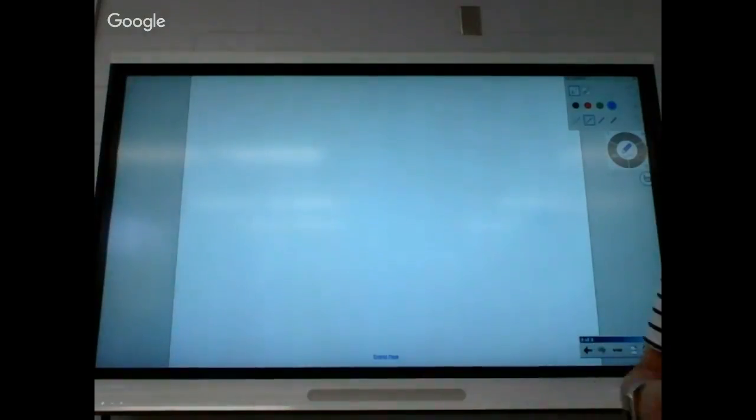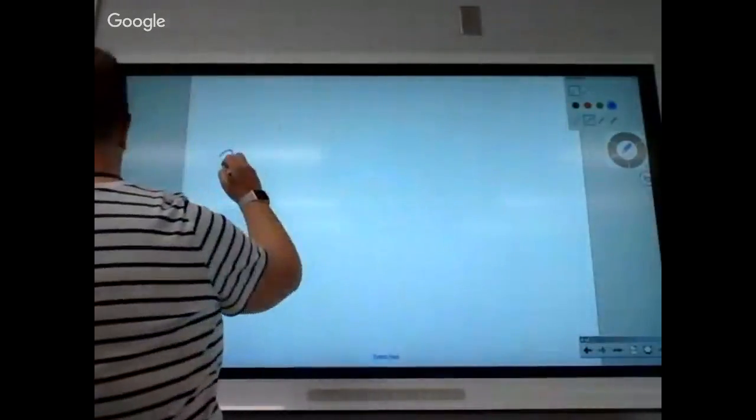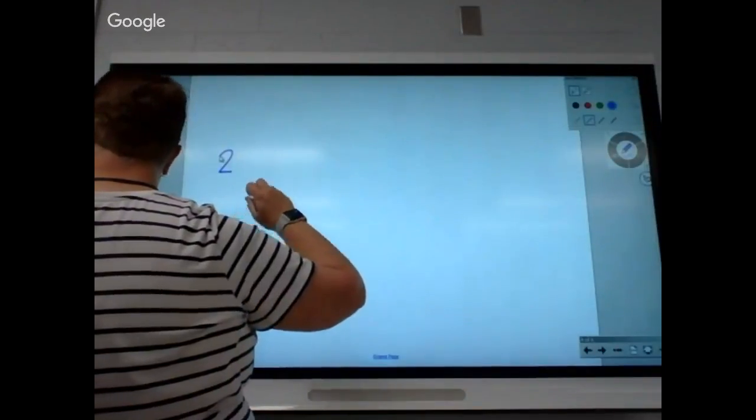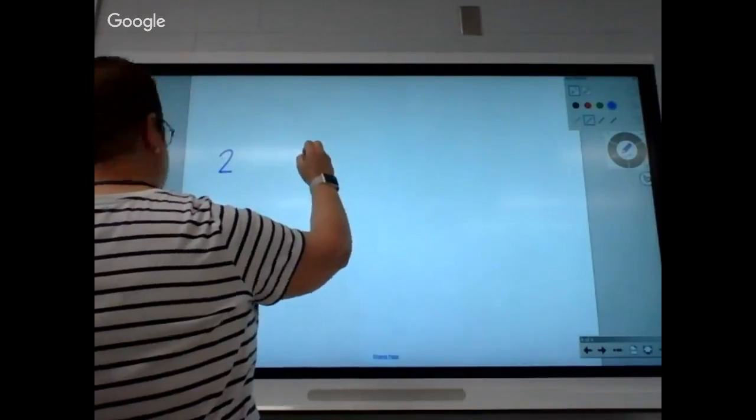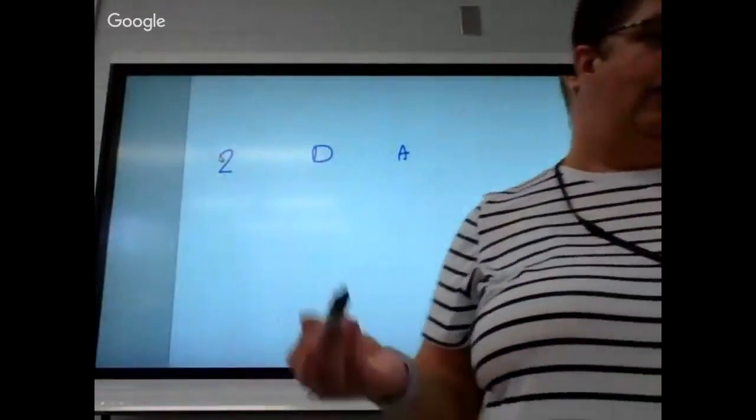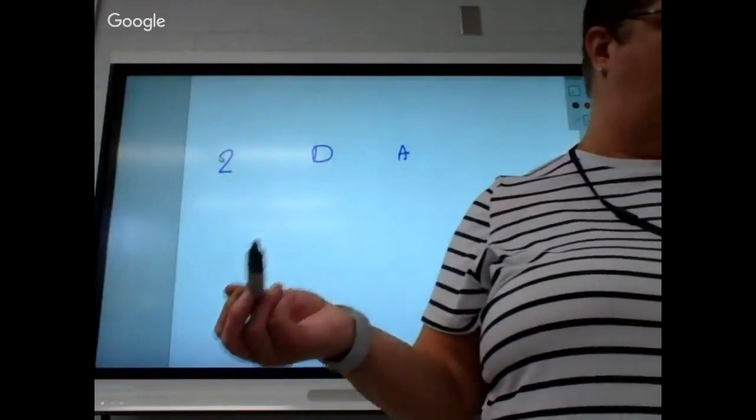Now, if you miss a bubble, you still have to explain. Okay? So in the first column, he's going to write number 2. He's going to write down the answer he marked was D. The correct answer is A. And now he has to explain. Okay? Now, the question says a unit for volume is.